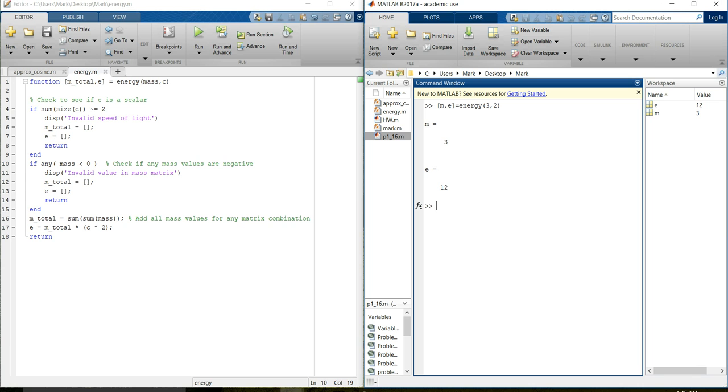Good. And let me just point this out really quick. Had we switched these variables to E comma M, the first one out is always going to be M total, no matter what you assign the name to be. So even though we switch the names here, E is going to be equal to 3 and M is going to be equal to 12.